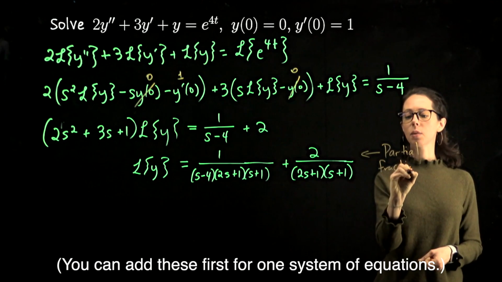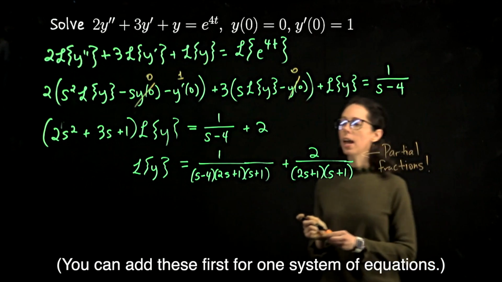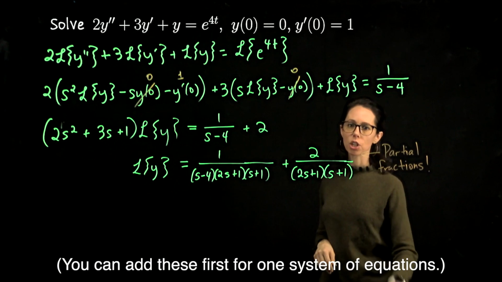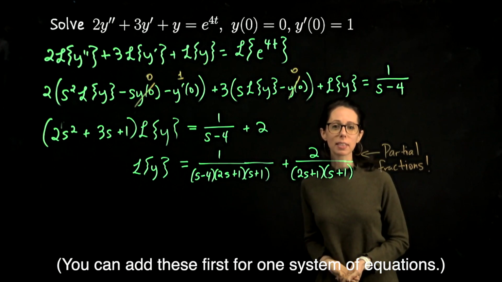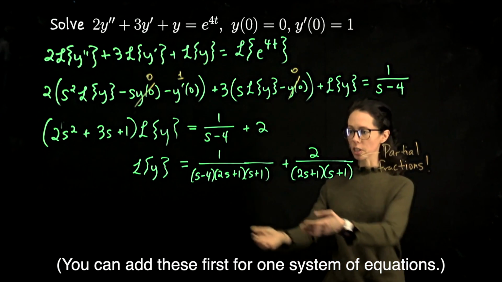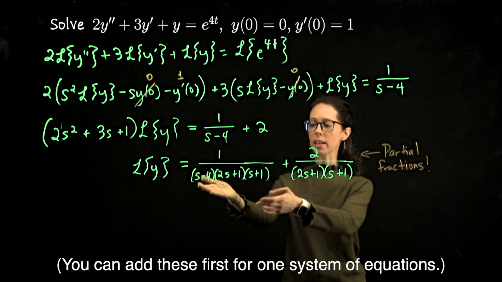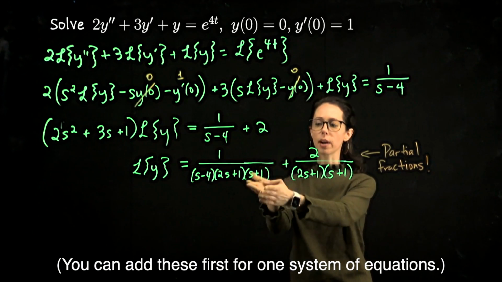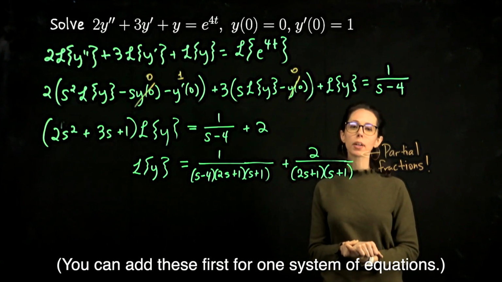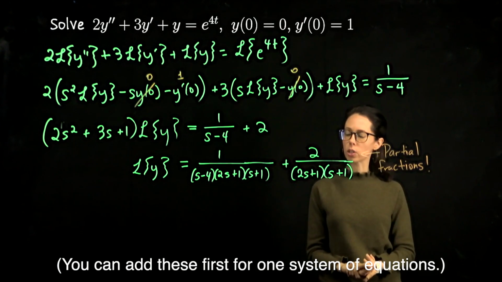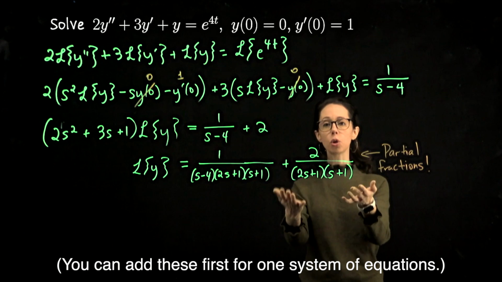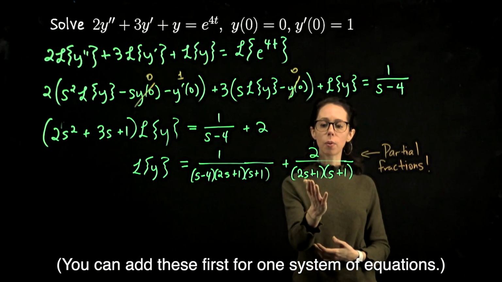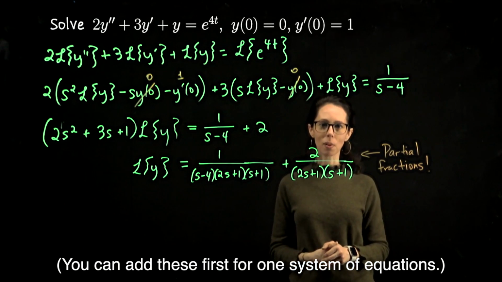You need to take both of these terms on the right-hand side and use partial fraction decomposition to break them into the smallest pieces that you can. So in this first case, that's going to look like something over s minus 4 plus something over 2s plus 1 plus something over s plus 1. Each of those numerators is just a number, so that's good news in this situation. And then for the second one, we'll have two pieces, a number divided by 2s plus 1 and a number divided by s plus 1.